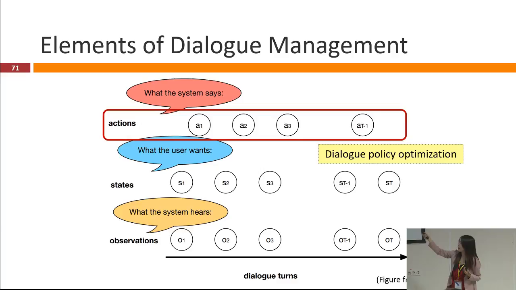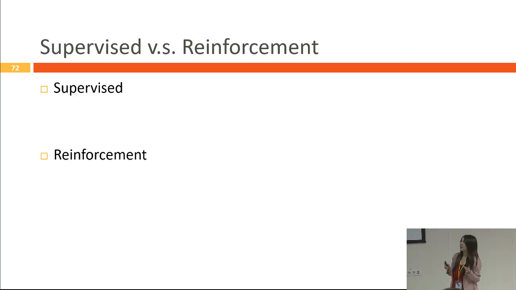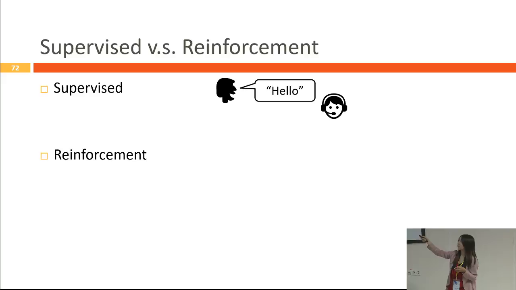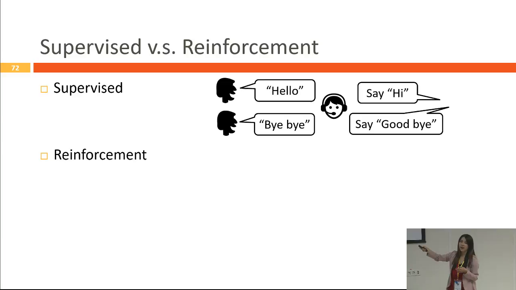Let's see an example of why we need to use a different learning manner. Previously, we used a lot of supervised learning, but this interaction is totally different. It relates to reinforcement learning. But why? In a supervised approach, if we want to train the agent, we need to provide it a lot of input and output pairs. Like when the user says hello, you need to say hi. When the user says bye-bye, you need to say goodbye. After we have a lot of input-output pairs, then we can do supervised learning, right? But it's impossible to enumerate all possible inputs and outputs in natural language.